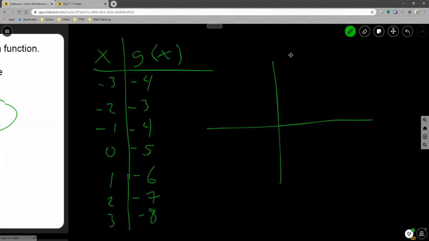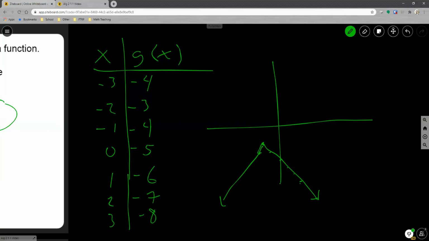If I go over to the left 3 and down 4, I'll get a value around there. Over 2, down 3. Over 1, down 4. It's hard to draw these points sometimes. 0, down 5. 1, down 6. 2, down 7. And 3, down 8. And what that does, if I drew it all together, it would create a function that looks like this. It's my absolute value function.